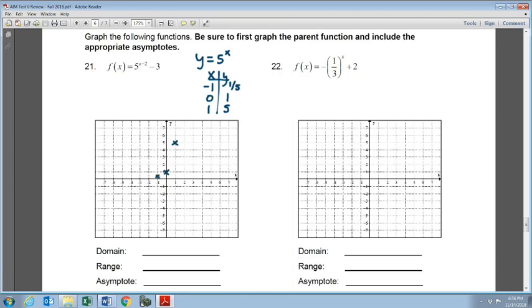And I'm going to go ahead and make a dotted line of this graph and put in my asymptote here. So it looks like that. So that's the parent function in this problem.